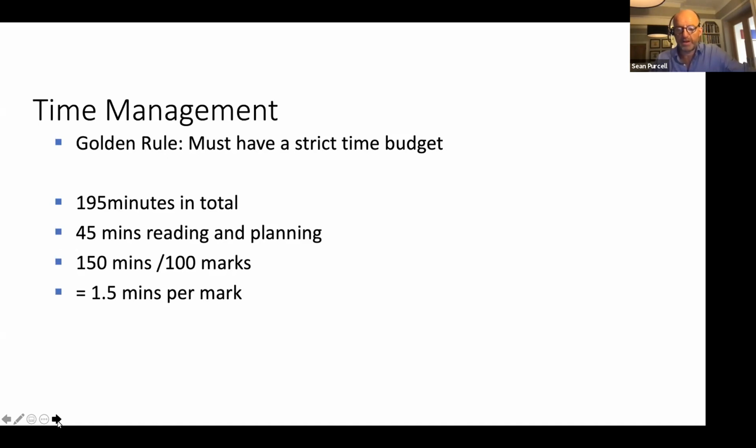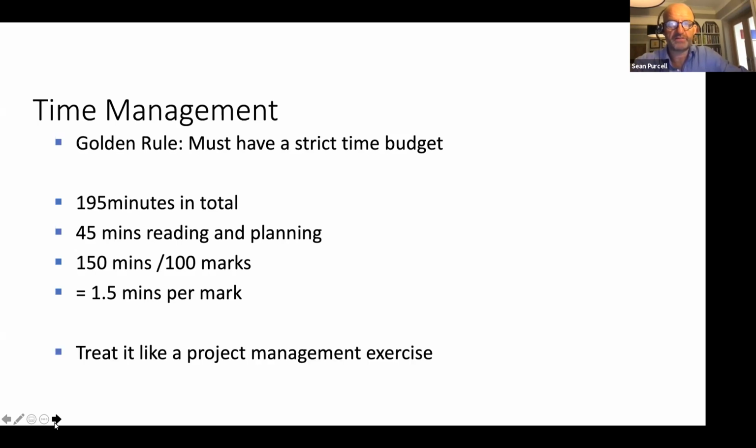If I don't apply some strict control over my performance, I'm going to get into real trouble, massive trouble, and I'm going to fail. And I'll show you how you'll fail in a moment. When time is up for a particular question, you must leave, you must move on. If you stay around, you're going to die. As I said to you a moment ago, treat it like a project management exercise, and if you do that, you'll be fine.